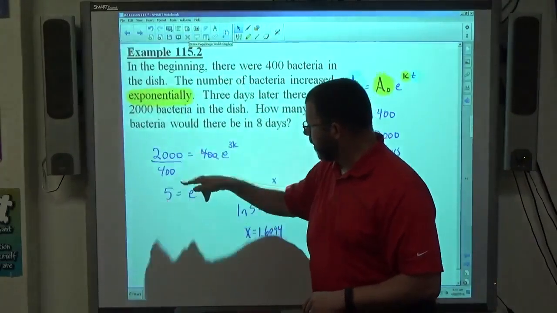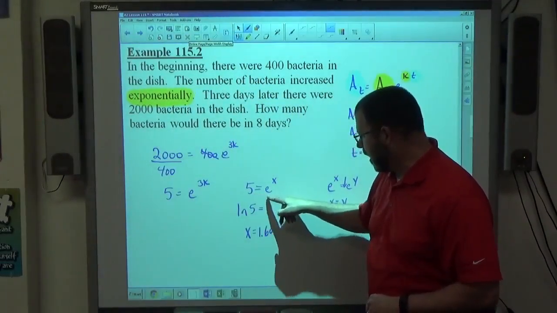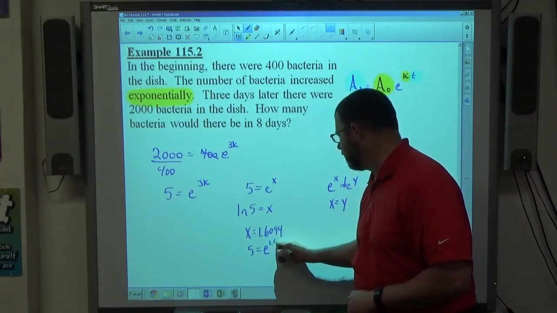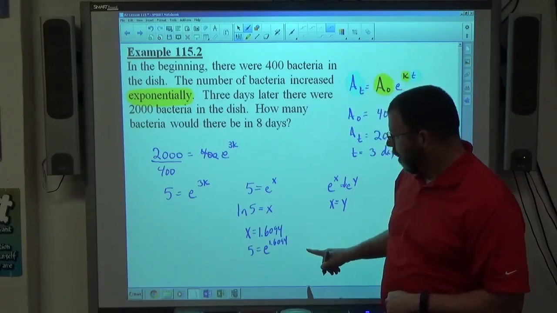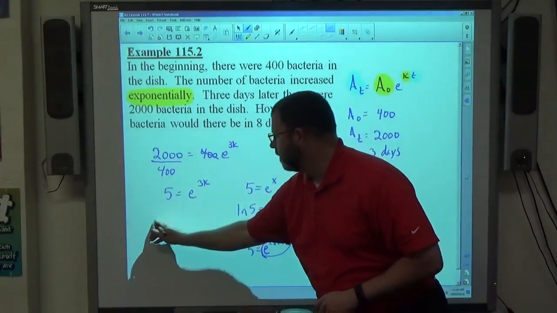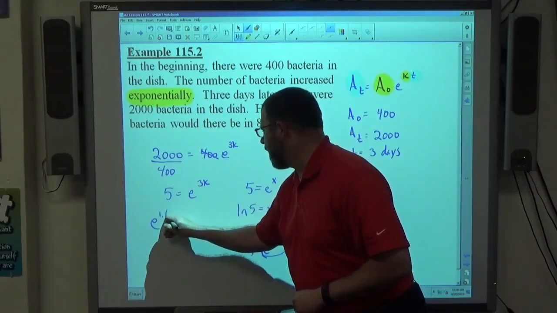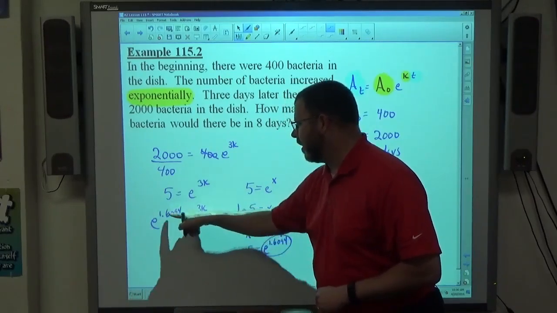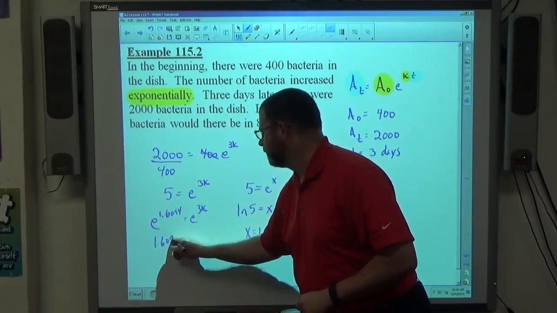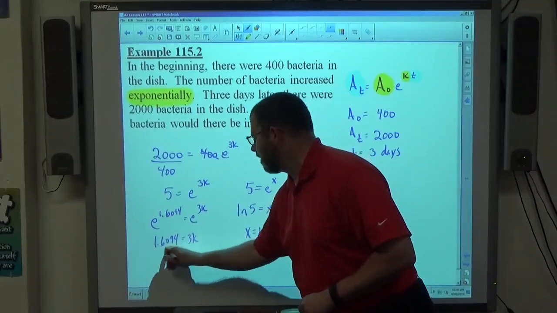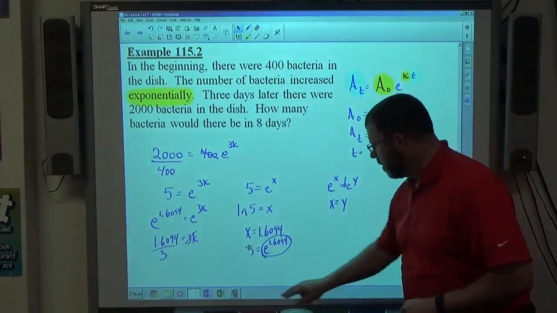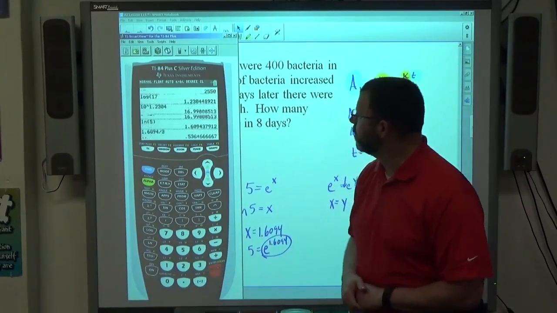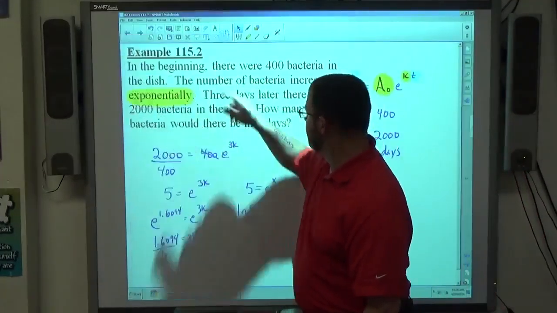So I go back over here, and instead of 5 being e to the x, this is the x, so we know 5 is equal to e to the 1.6094 power. So I'm going to put this right here, e to the 1.6094 power, and that's e to the 3k. e equals e, so power equals power. We divide both sides by 3. So 1.6094 divided by 3 comes out to 0.5365.